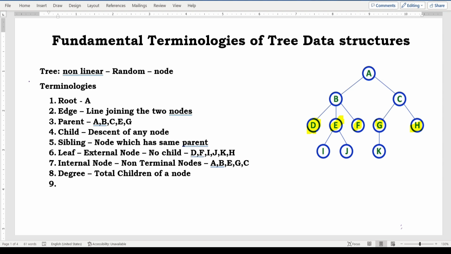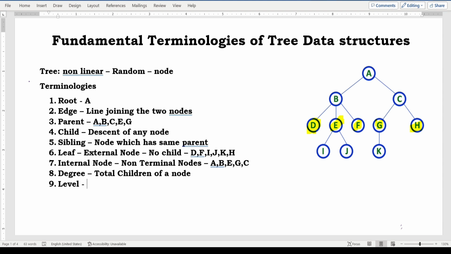And the 9th terminology is level. The root node is always said to be at level 0, and the children of the root node are at level 1, and the children of a level 1 node will be at level 2, and so on. In simple words, in a tree each step from top to bottom is called a level, and the level count starts from 0 and is incremented 1 by 1.